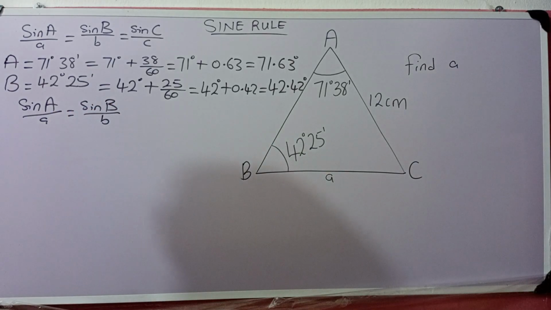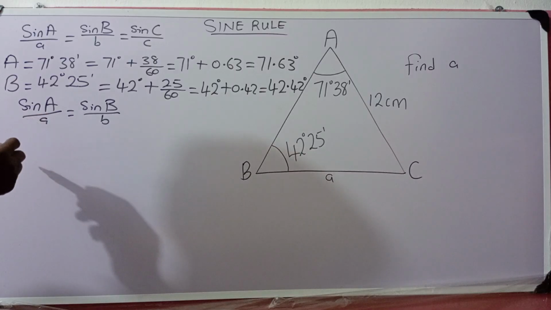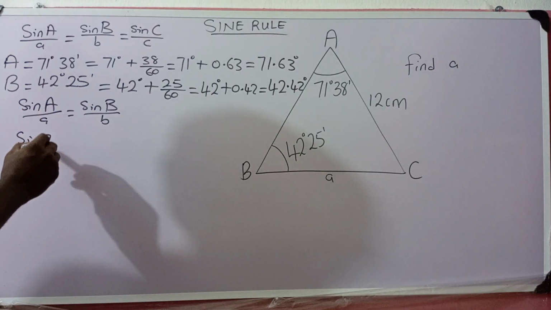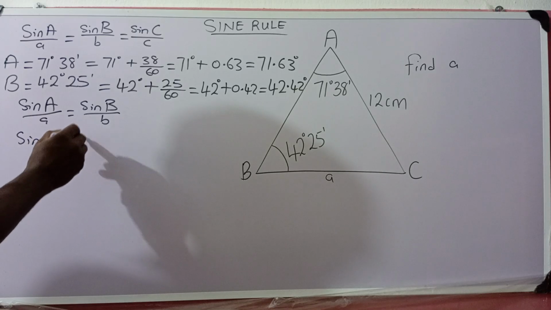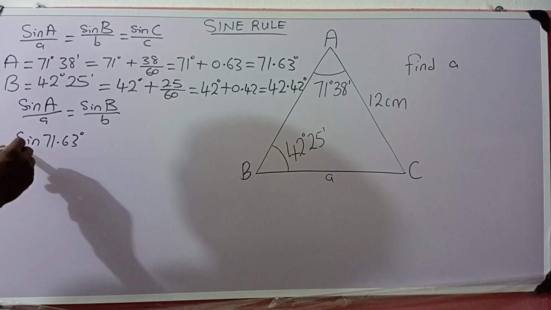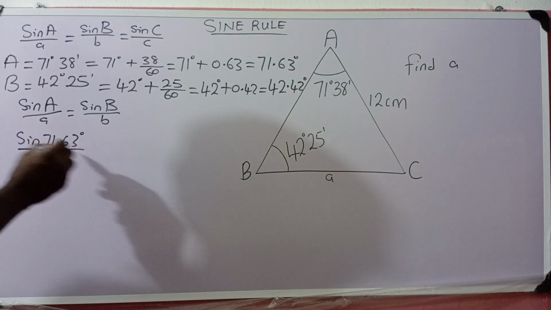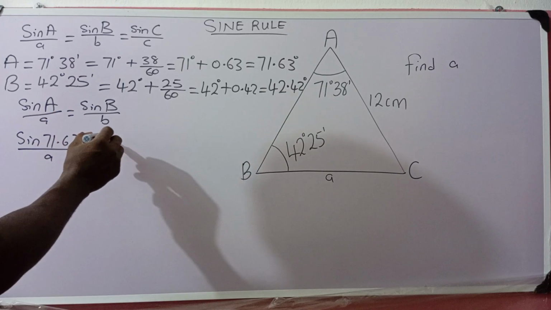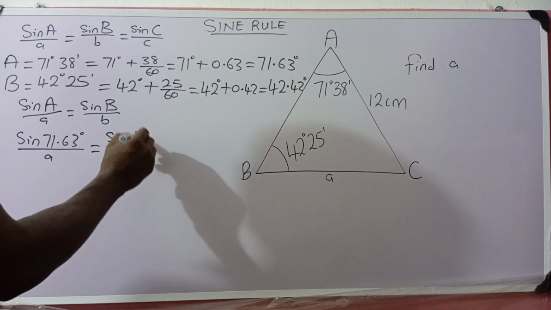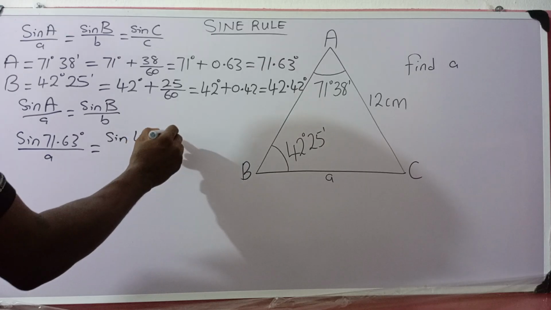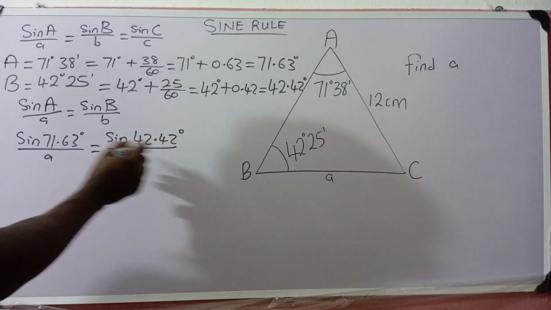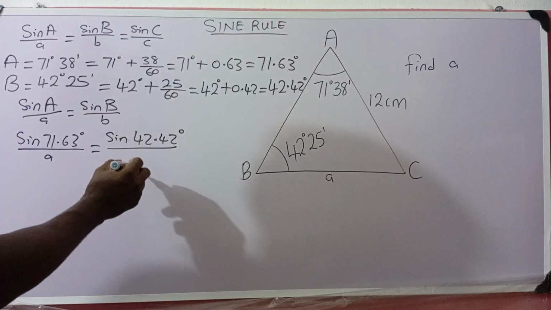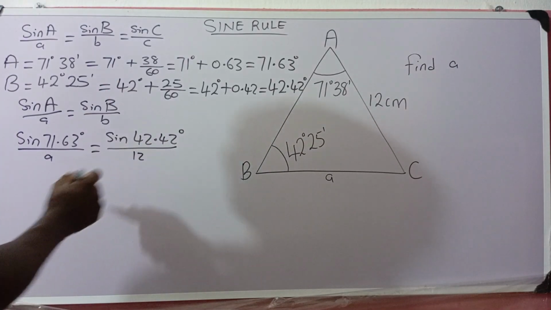So combining the two, let's substitute the values. That will now be sine A, value of A is now 71.63 degree over small letter a. That is exactly what we are looking for. Then sine B, that will now be sine 42.42 degree all over the side that is facing B, which is small letter b. All right, so that is 12 centimeter.